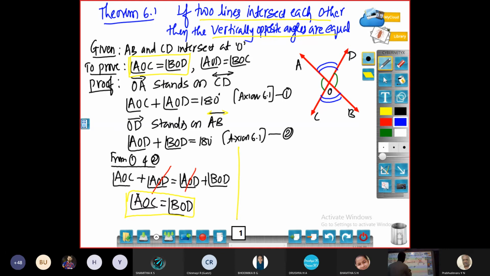So let us take AB as a ray. AB stands on. Sorry, AB is not that one. Sorry.